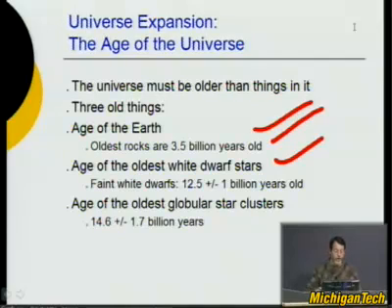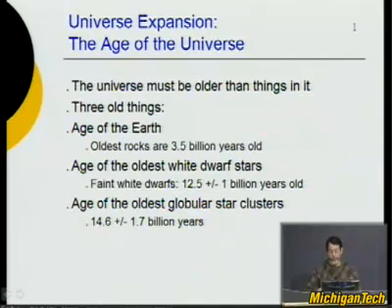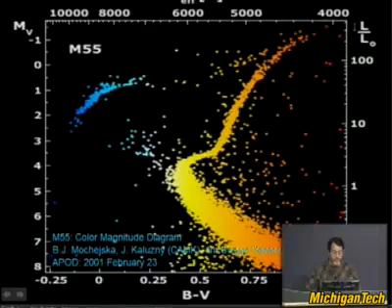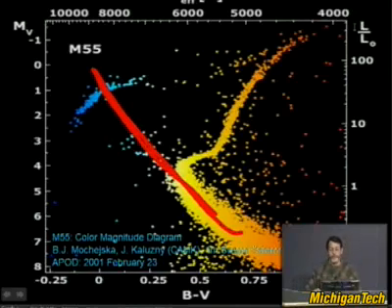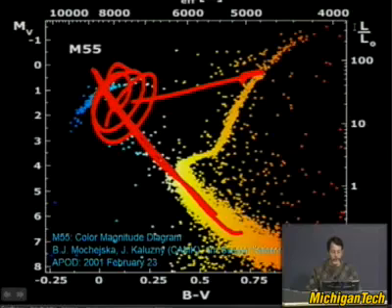From white dwarf cooling, we can get that the age of the universe has to be at least 12.5 billion years old. Globular clusters tend to indicate they're older. They're big clusters of stars. Here's a globular cluster. This is called the main sequence. Now stars evolve. The high mass stars are here and they evolve off the main sequence and they go over there. So if you have a whole cluster of stars, if you can find the turnoff mass here, that tells you how old the cluster is.